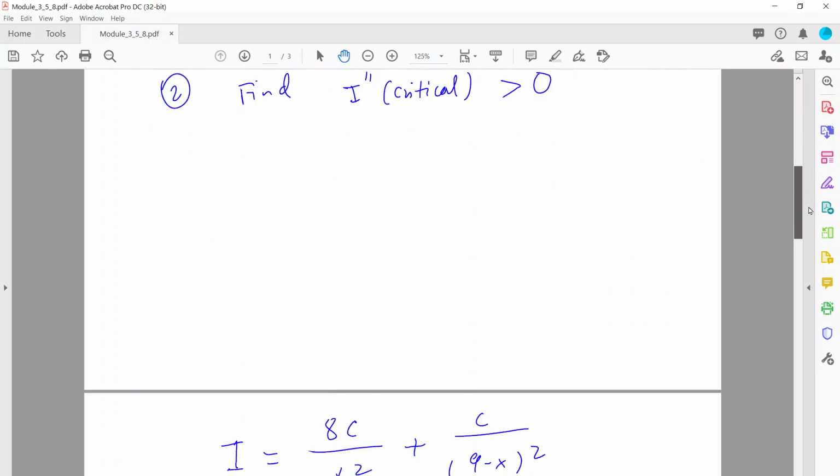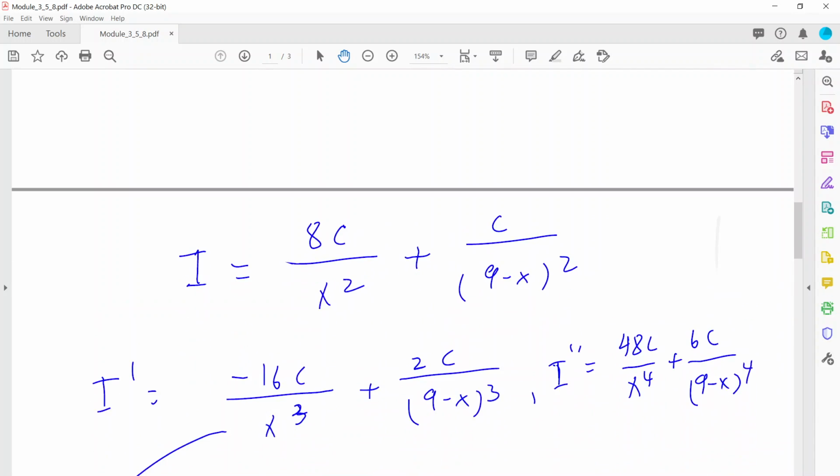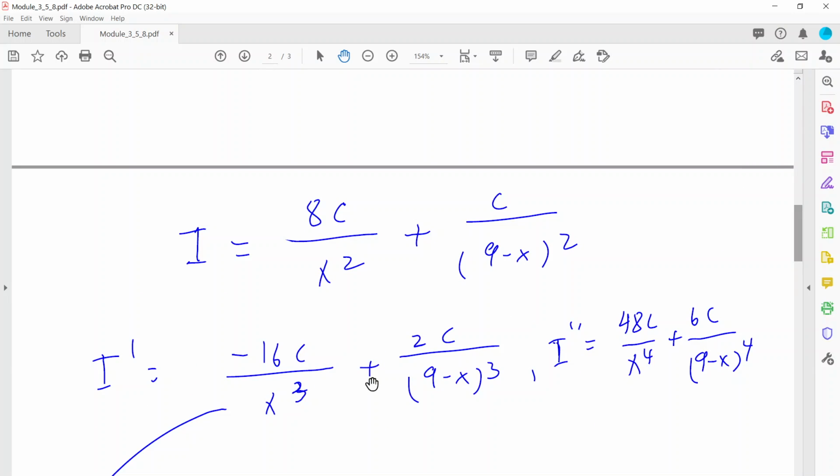I already calculated this for this function I, which is 8 times c over x squared plus c over 9 minus x squared. If you try to find the first derivative of this I, this will be your first derivative. For the first derivative, we have to use the general power rule. 8 and c are constants. The derivative of 1 over x squared would be negative 2 over x cubed, and that 2 times 8 is 16. Same thing is true here.